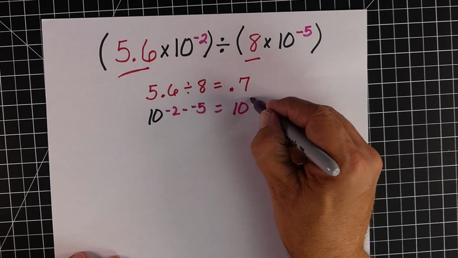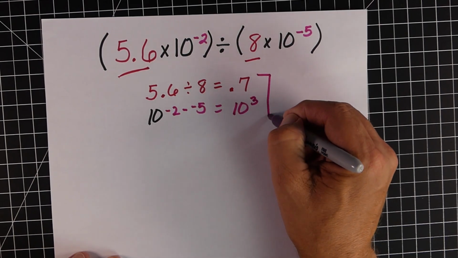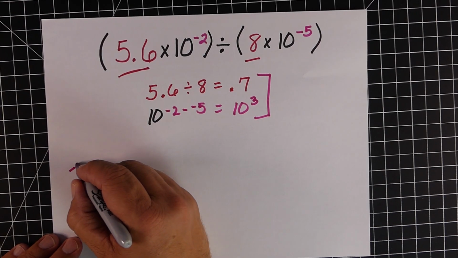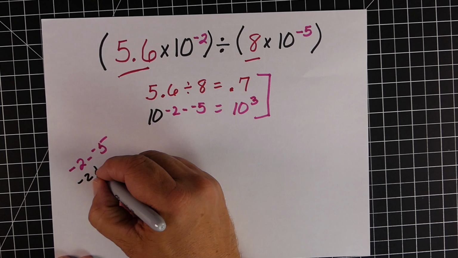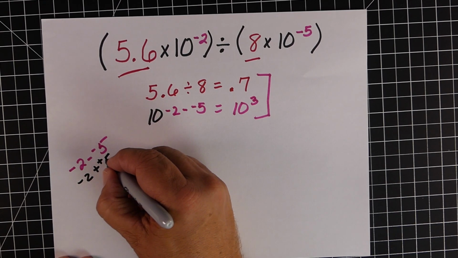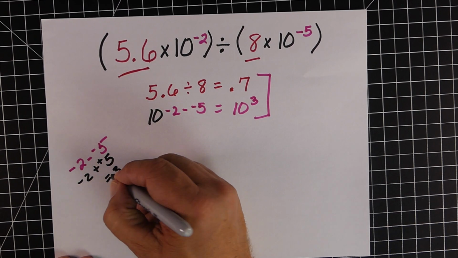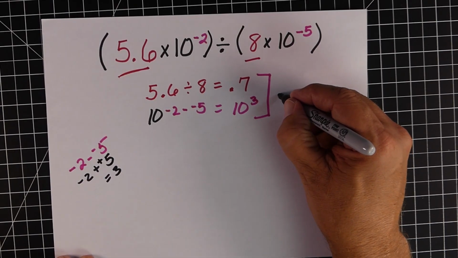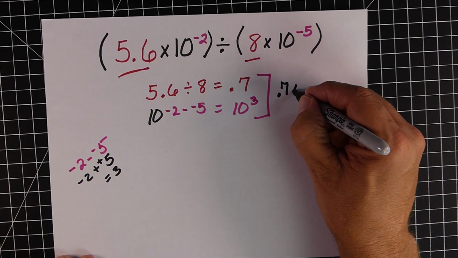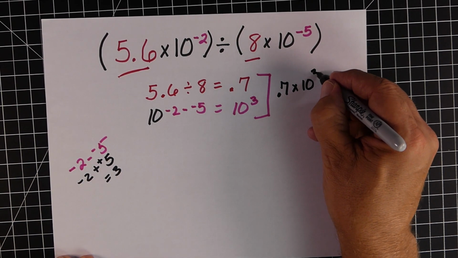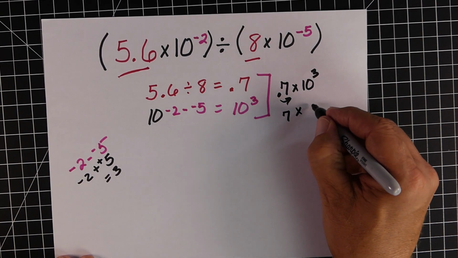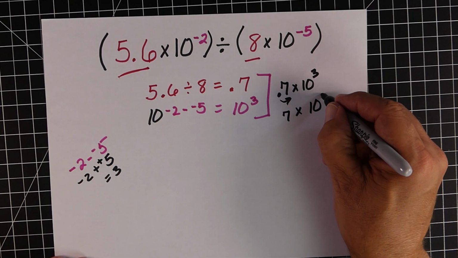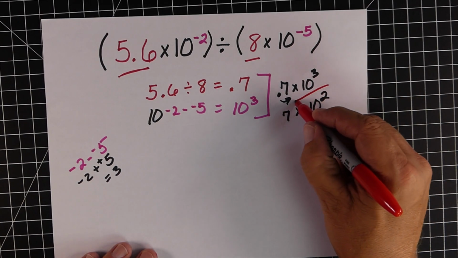Negative 2 minus negative 5 is going to be a positive 3. So again, just remember, negative 2 minus negative 5 is just like negative 2 plus a positive 5. So that would equal 3. So we have 0.7 times 10 to the 3rd. Again, we have to have a number at least 1 over here. So we're going to move the number 1 time to the right. And it's going to become 7 times 10 to the 2nd power.